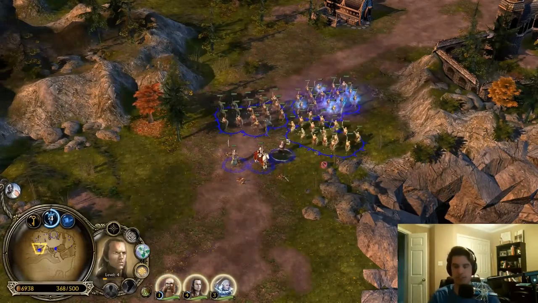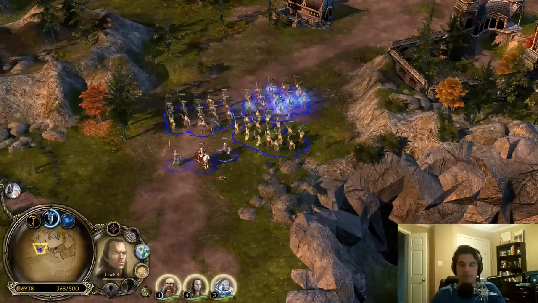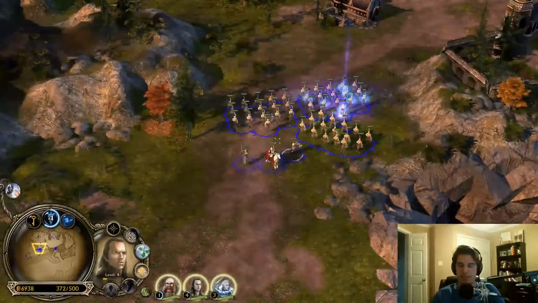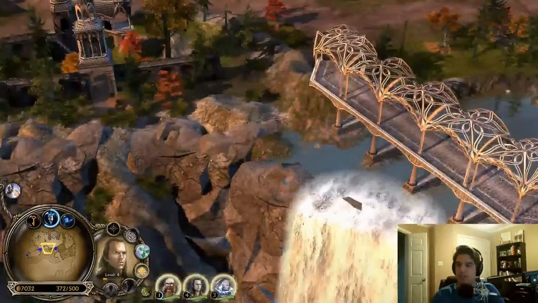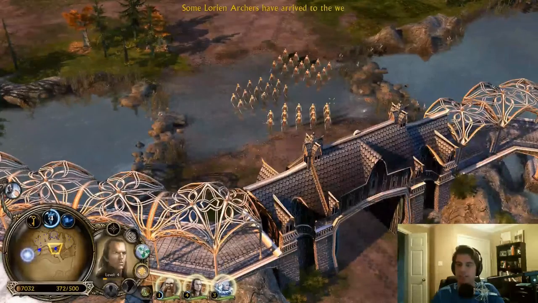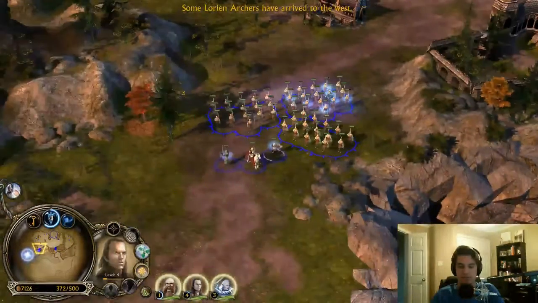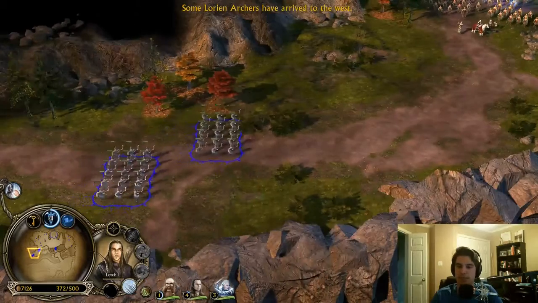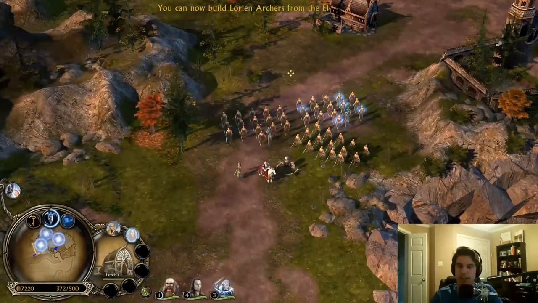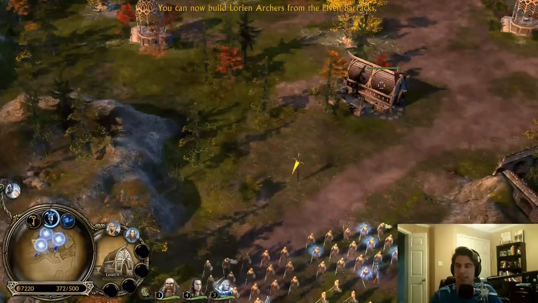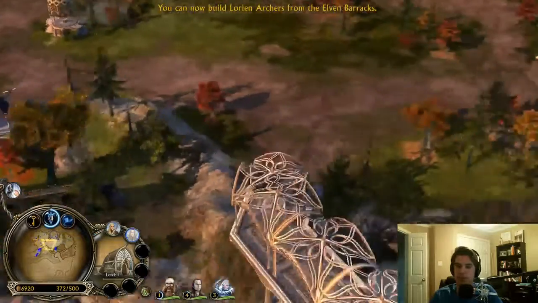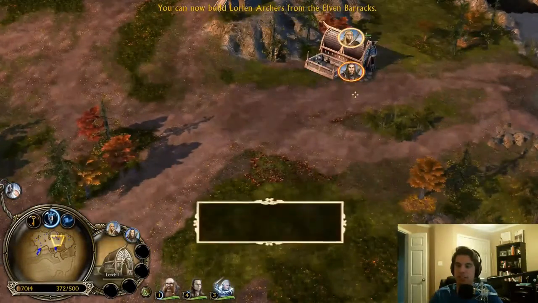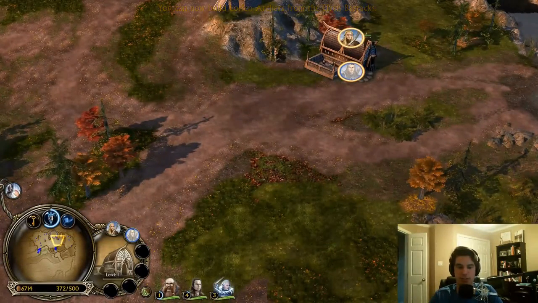I agree. Didn't take too many casualties there. All right, let's see. Check on these guys. They're good. Wait, from the west? Oh, sweet. Just got some reinforcements. That's what I'm talking about. I needed these bow and arrow guys. Now I can build some more archers from the barracks. So I'm going to go back to my barracks and build some archers.